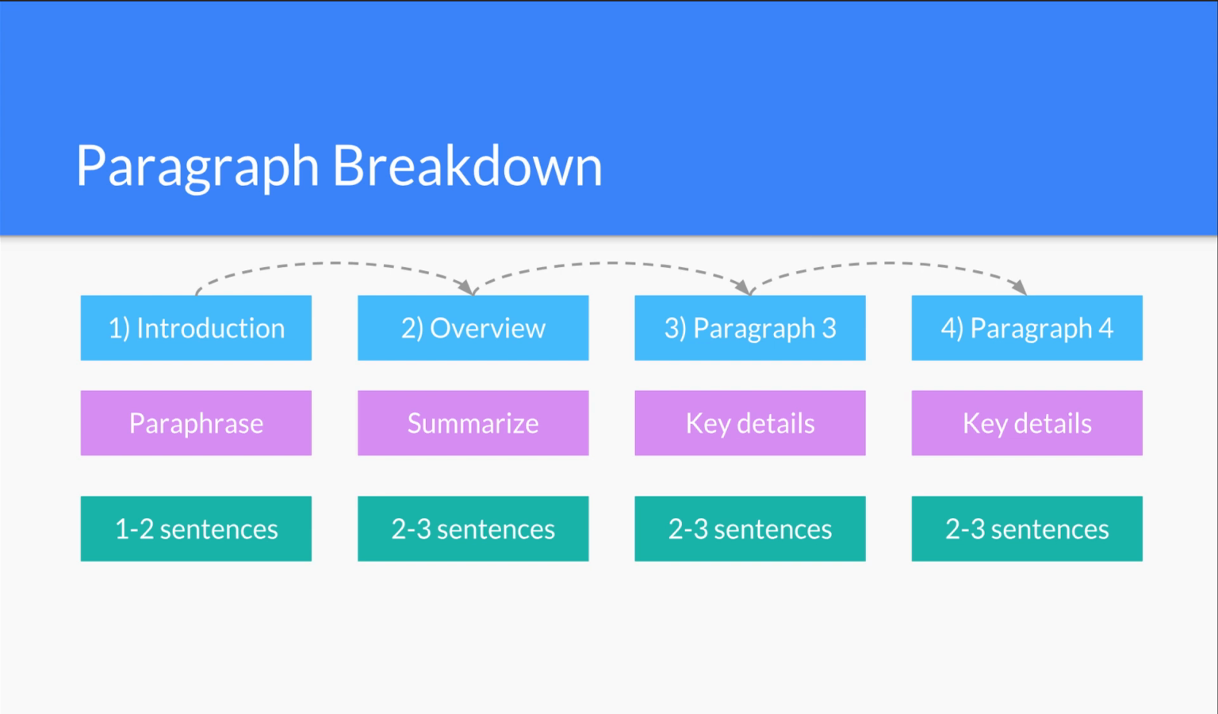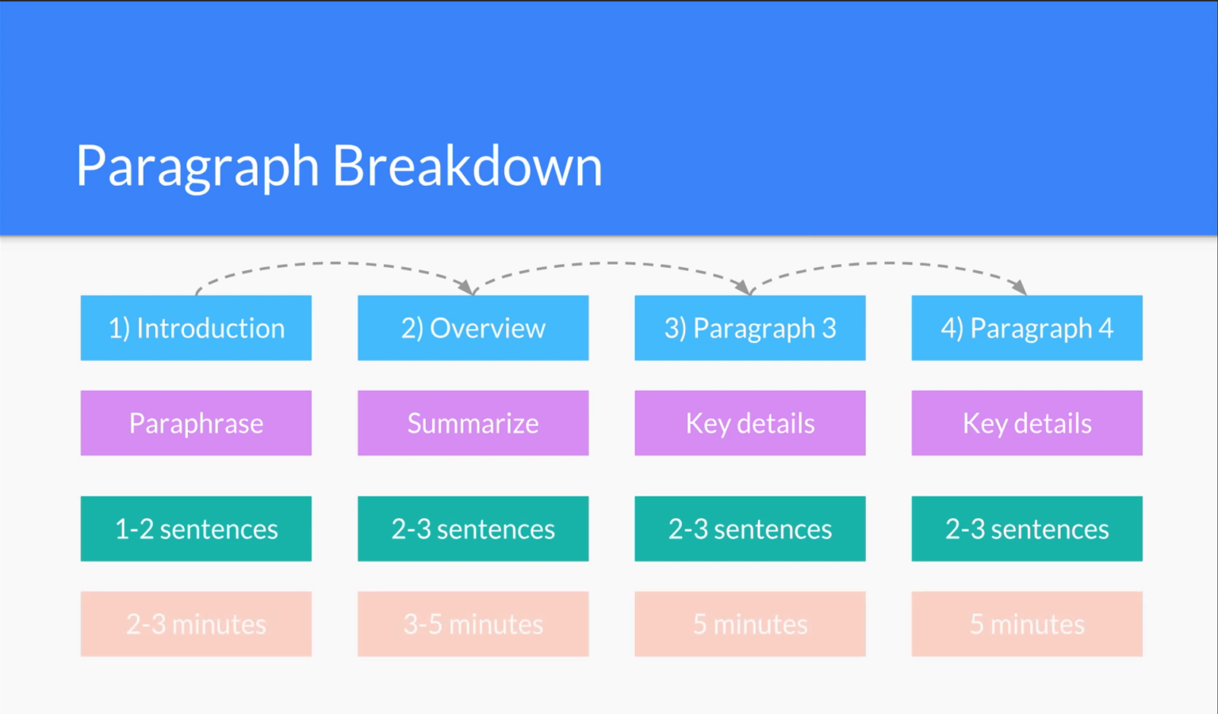Now let's take a look at how much time you should be spending on each paragraph. On the first paragraph, you should only spend 2 to 3 minutes. In the second paragraph, you should spend 3 to 5 minutes. And for the third and the fourth paragraph, you should spend about 5 minutes on each detailed paragraph.